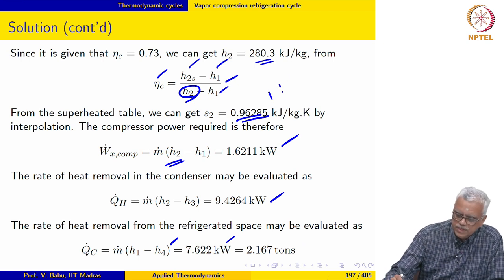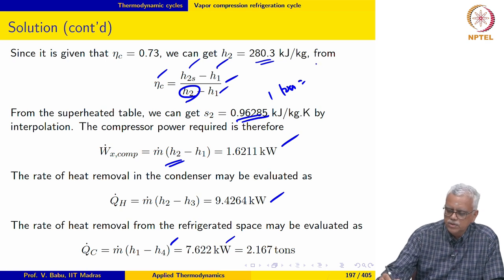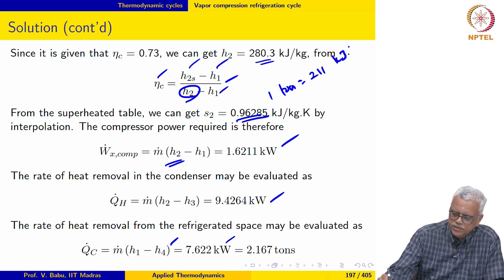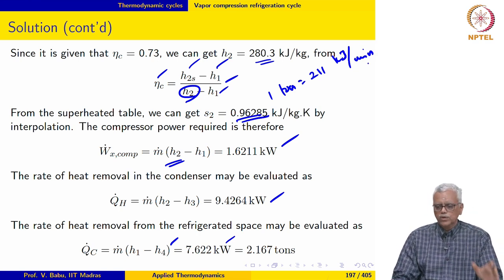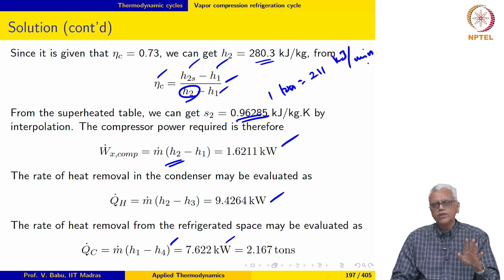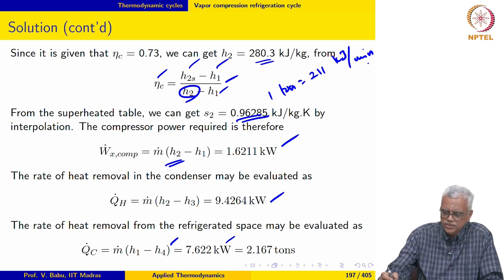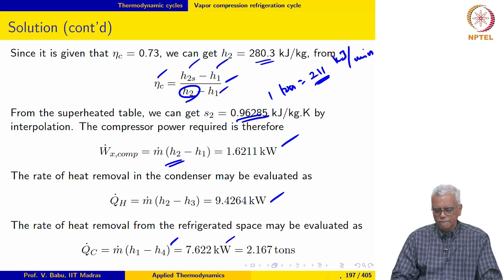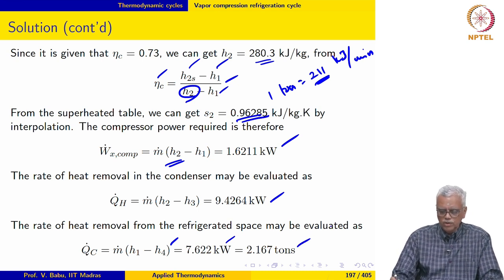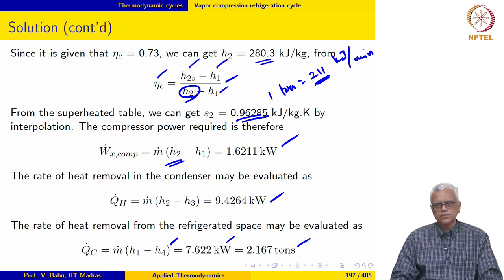So, 1 ton of refrigeration is equal to 211 kilojoule per minute, a heat removal rate of 211 kilojoule per minute. So, 1 ton of refrigeration is defined as the heat removal rate that is required to convert 1 ton of liquid water at 0 degree Celsius to ice at 0 degree Celsius in 24 hours. That is the definition for 1 ton of refrigeration, and that corresponds to a heat removal rate of 211 kilojoule per minute. So, we may then convert 7.622 kilowatts to 2.167 tons.